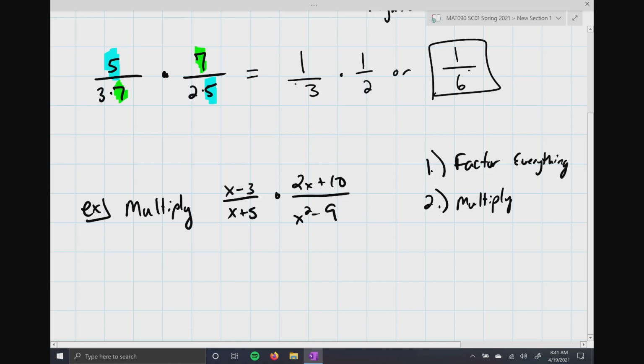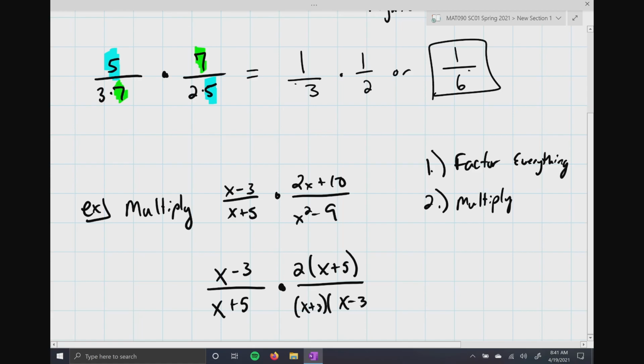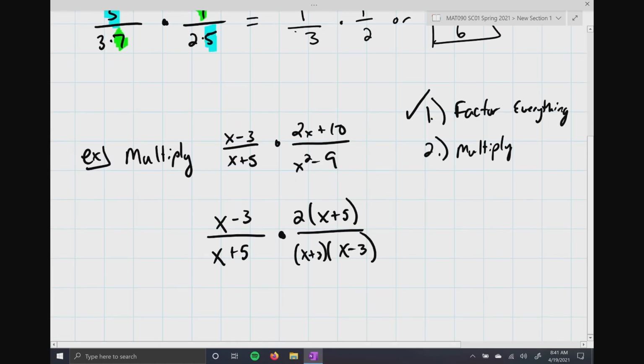So the x minus 3. There is no GCF. It's a binomial, but I can't factor anything, so I just rewrite it. The x plus 5, same as the x minus 3. There's nothing I can do about that. Now, that 2x plus 10, definitely a GCF. So I factor out a 2. And the x squared minus 9, that's a binomial difference of squares. x plus 3, x minus 3. So now that I've factored everything, I'm going to simplify.